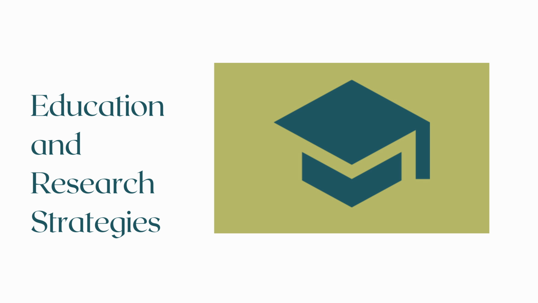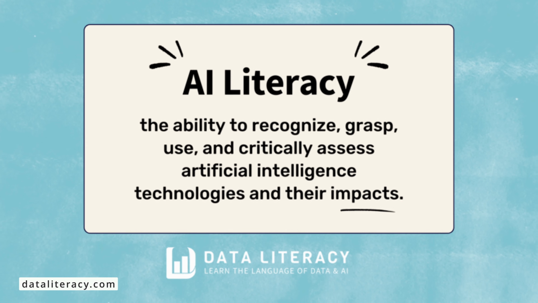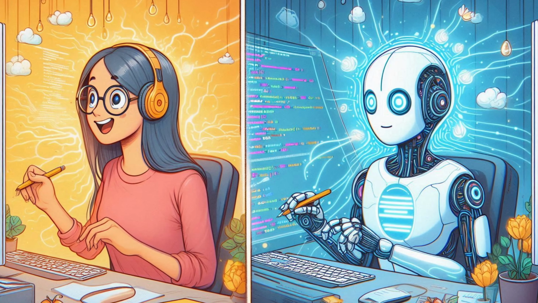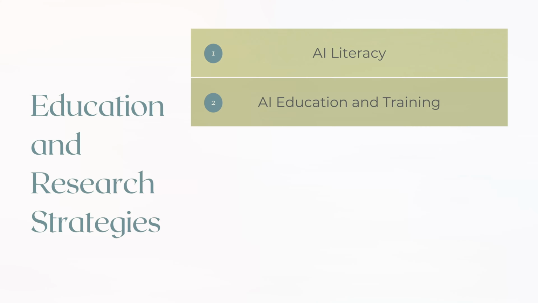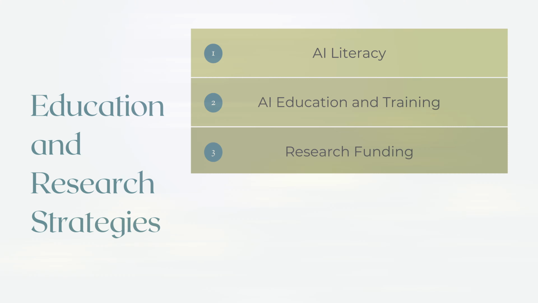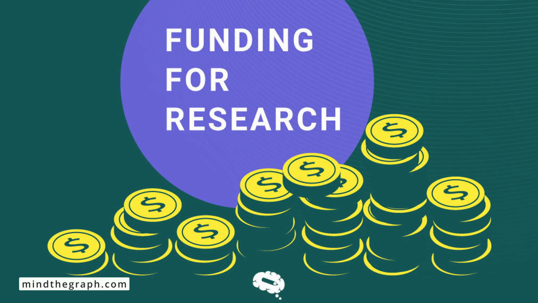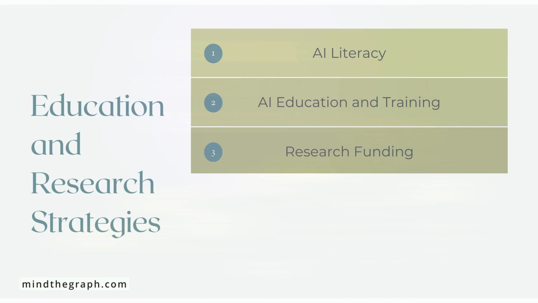Education and research fuel responsible AI development. AI literacy. Educating people about AI capabilities and limitations. Everyone should understand AI's potential and risks. AI education and training. Preparing the next generation of AI developers. We need diverse talent to build responsible AI. Research funding. Supporting research into AI ethics, safety, and societal impact. Research informs better AI governance and regulation.